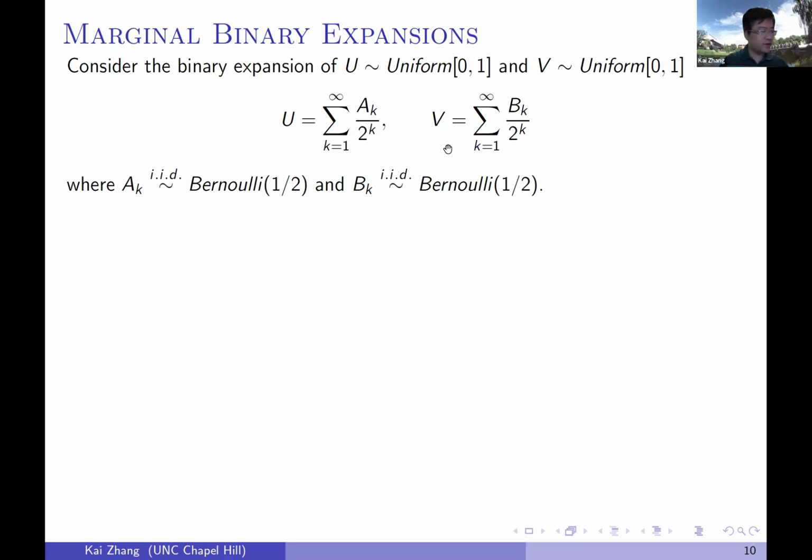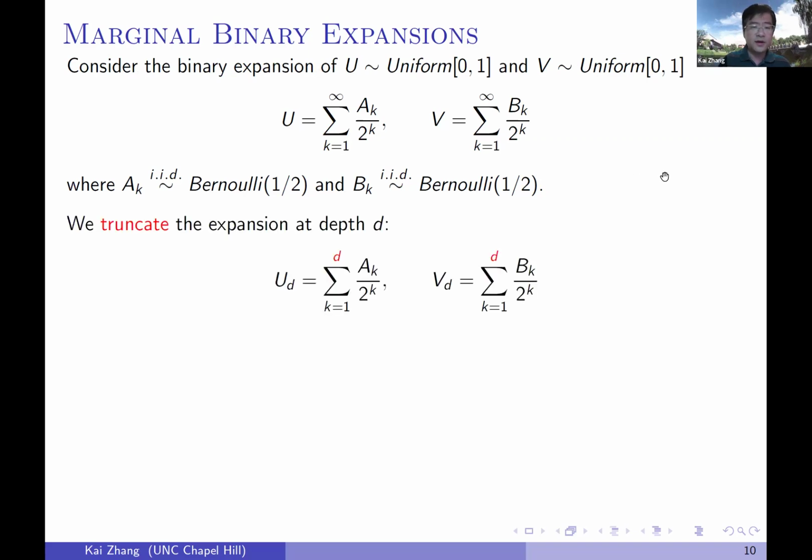And for uniform 0, 1 variables, there's a classical result from 1950 showing that they can be decomposed into this sum of A's and B's, which are IID Bernoulli halves. In principle, you can regard them as bits, right? Writing things in the binary system instead of decimal. So this is the idea of binary expansion, and you can truncate this expansion at any finite depth d, right, to get this U_d and V_d.